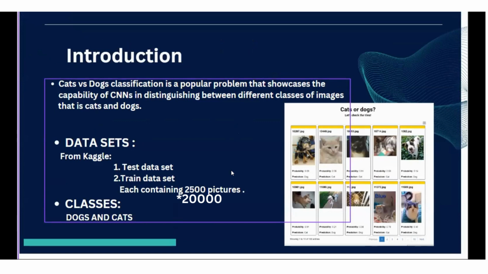In this cat versus dog classification problem, the main goal here was to develop a model using CNN that can accurately distinguish between the images of cats and dogs. This task showcases the capability of CNN in handling such tasks. For this, the datasets that we have used for training and testing consist of approximately 20,000 pictures, and they were taken from Kaggle. The classes that we have used to segregate are dogs and cats.